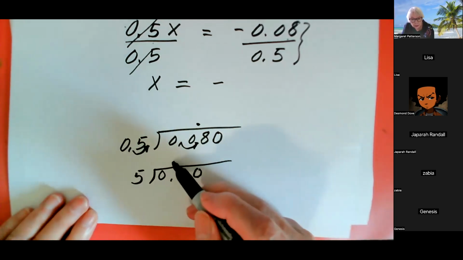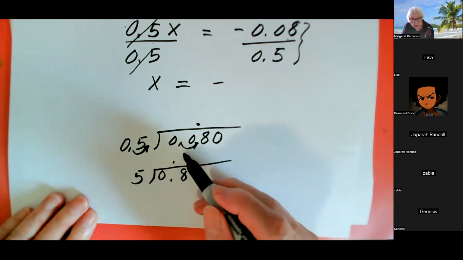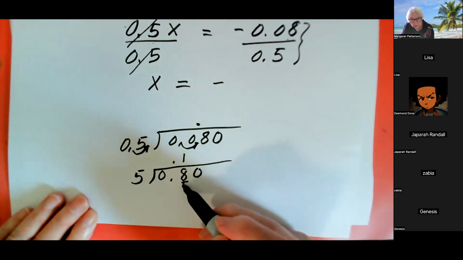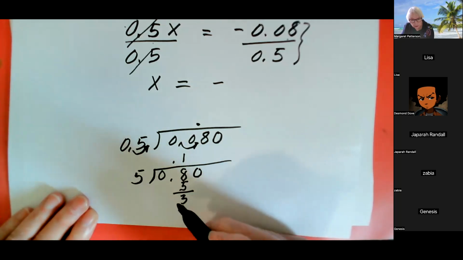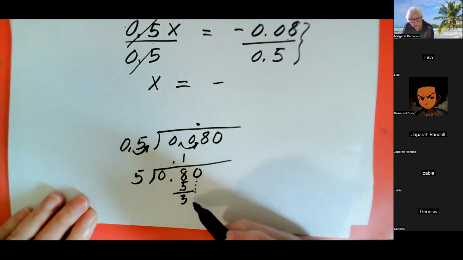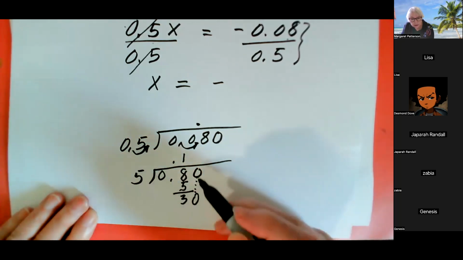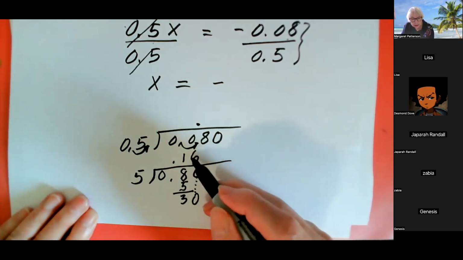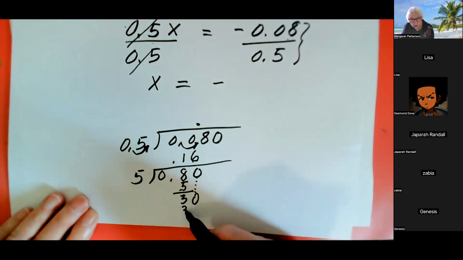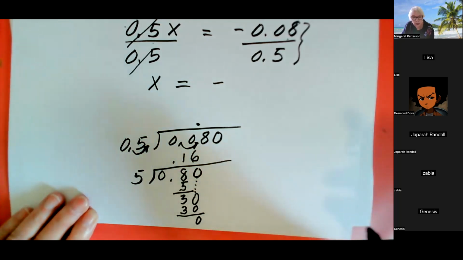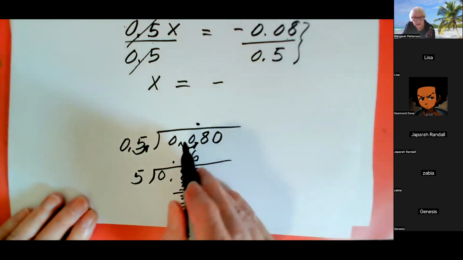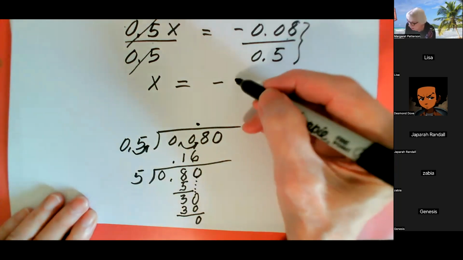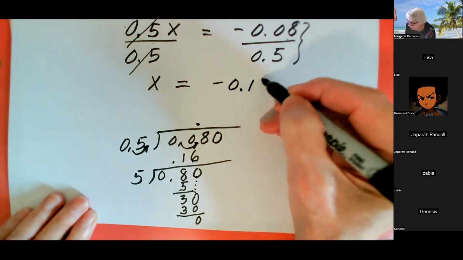And so I'm going to bring that up. 5 into 8 is once. 1 times 5 is 5, remainder 3. Bring down the 0. 5 into 30 is 6. 6 times 5 is 30. That's the end of that. So the answer is negative 0.16, and we would write it like this.